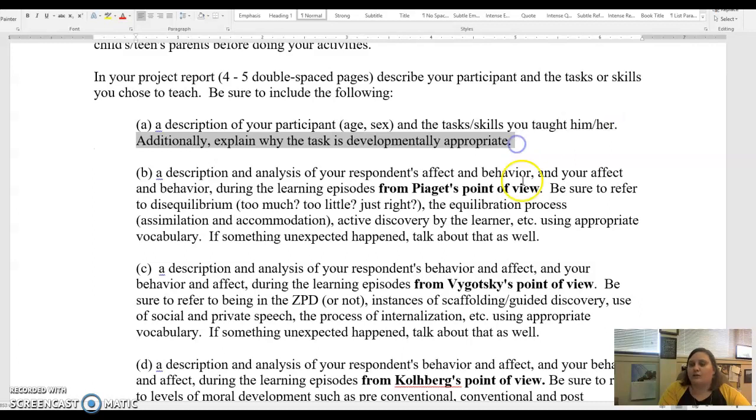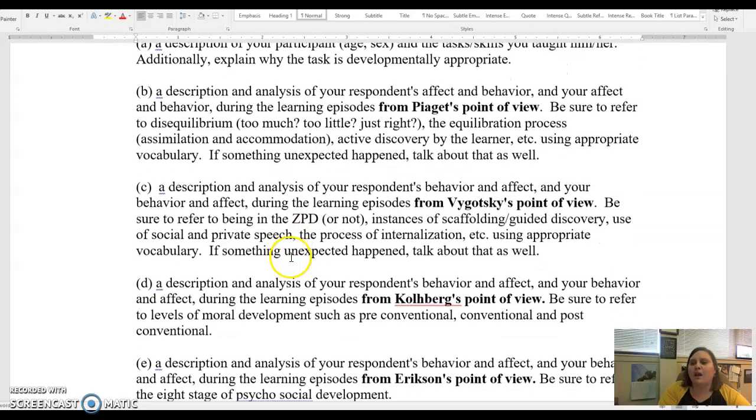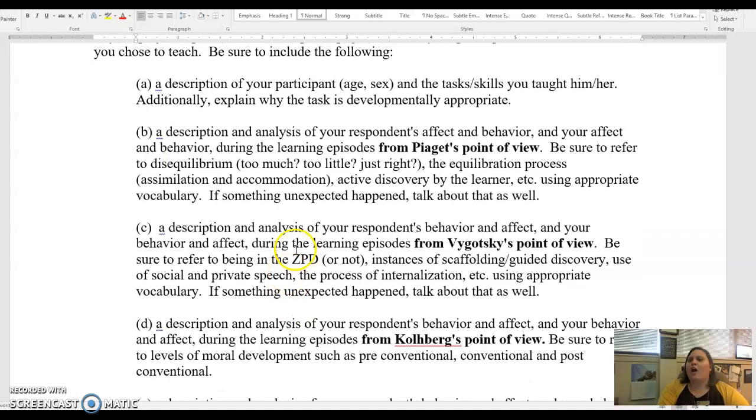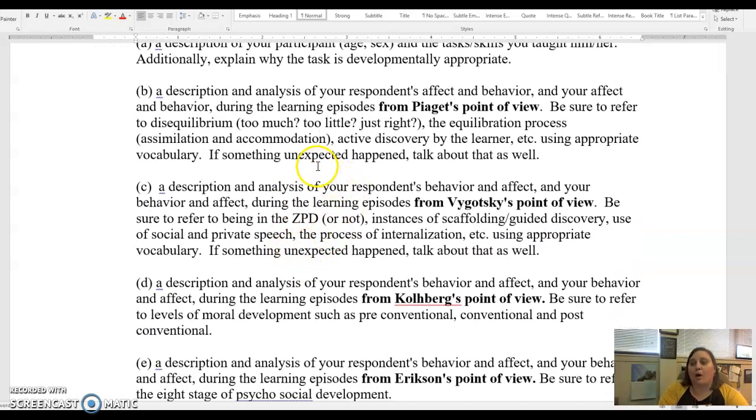So if you chose a 4-year-old, you're not going to give them something that requires conservation because we know that doesn't come until later. So you want to make sure that whatever you choose is developmentally appropriate and that you can explain why. And then parts B through F are pretty similar. So part B, you're going to analyze the situation, describe the affect and behavior during these episodes from Piaget's point of view.